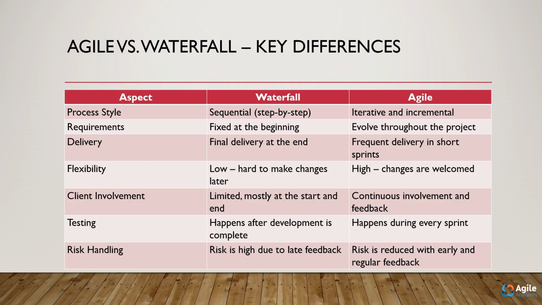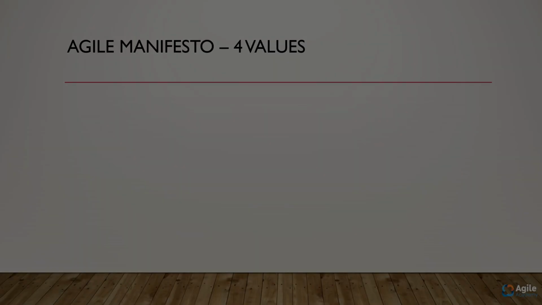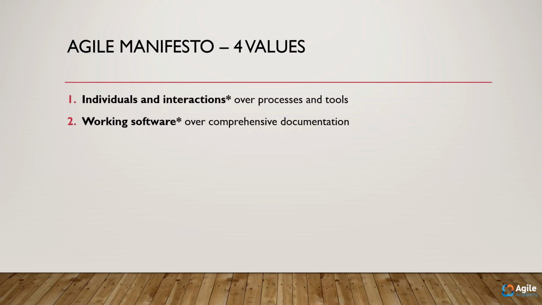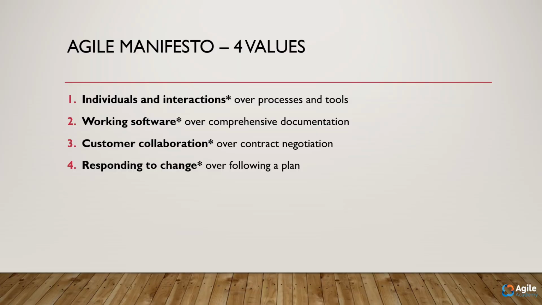To truly understand Agile, we must go back to its roots. The Agile Manifesto. In 2001, a group of 17 experienced software professionals met at a ski resort in the United States. Their goal was to find a better way to manage software development, especially in dynamic, fast-changing environments.